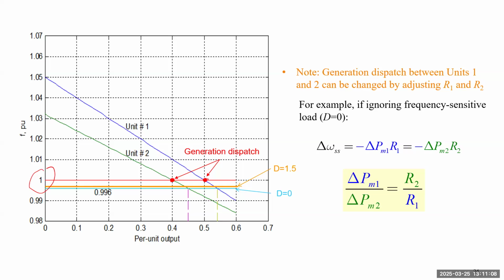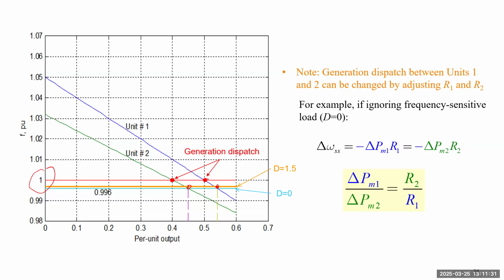But if you have frequency deviation, even if it's a very little frequency change, the generation will change because of droop control, if the frequency doesn't go back to 60 Hertz. So that will give you some new operating point, right? The new operating point may also depend on how much frequency dependent load you have.